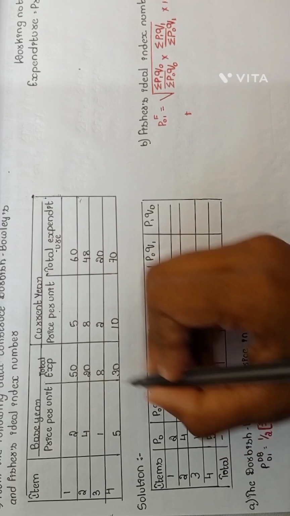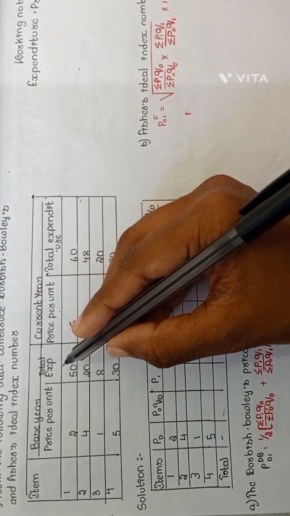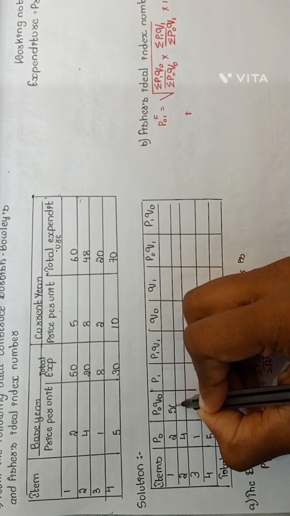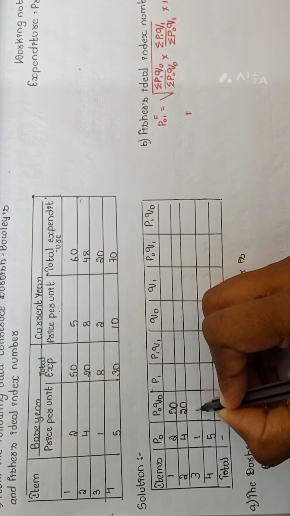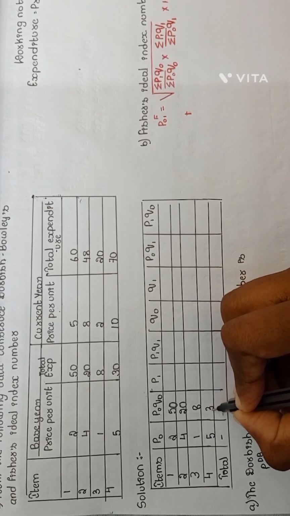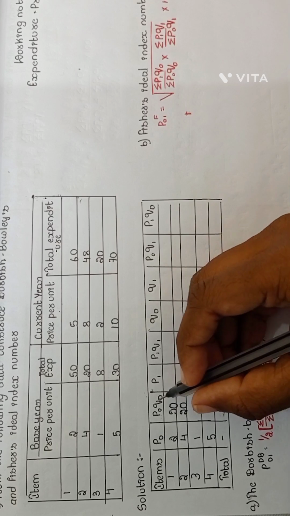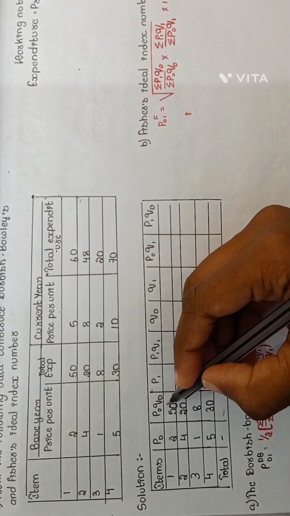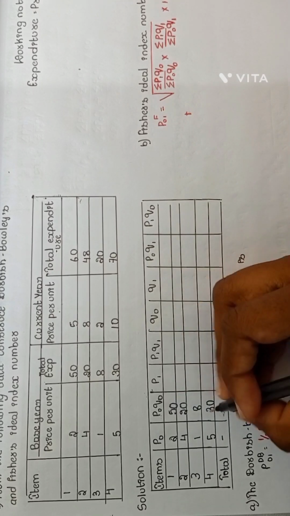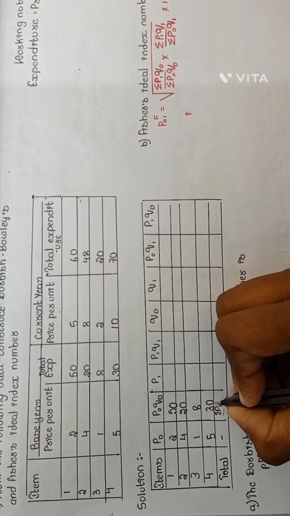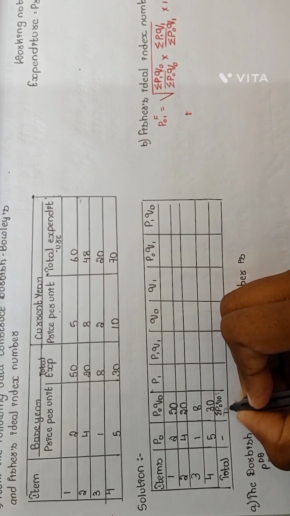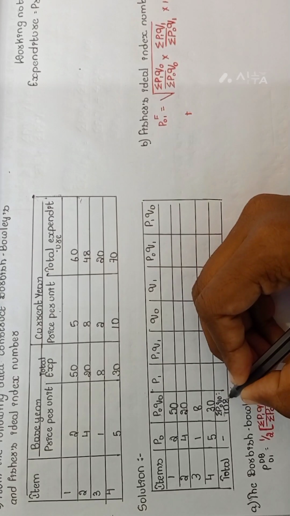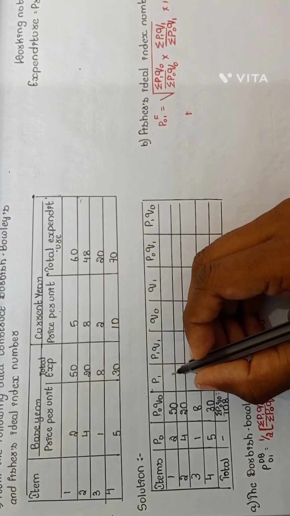Again, P naught Q naught value is the total expenditure value. We have to take down the total expenditure value in the P naught Q naught column. So 50, 20, 8 and 30. Here we require the total of P naught Q naught, because we have to compute the solution. So the total of P naught Q naught is 108. So 50 plus 20 plus 8 plus 30 is 108. And we have to take down the value of P1.